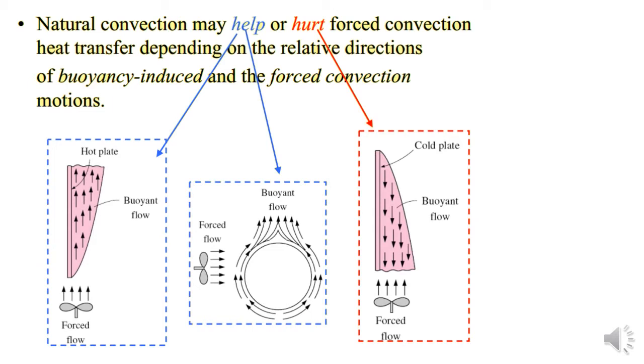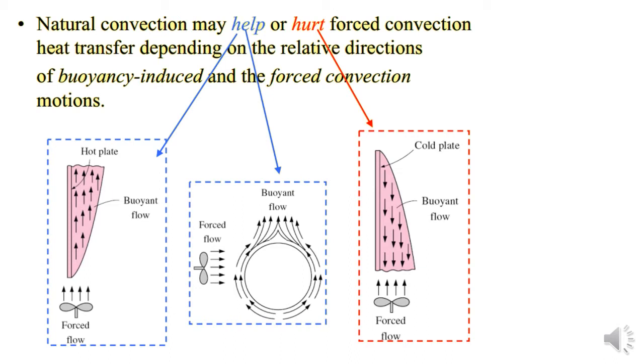Natural convection may help or hurt forced convection heat transfer depending on the relative direction of buoyancy-induced and forced convection motion. As you can see, we have three figures, two with a blue dotted rectangle, which suggests it helped the forced convection, and the last one hurt the forced convection. The first one is the assisting flow, where the forced flow is in the same direction as the natural convection current. So the buoyancy motion is in the same direction as the forced motion, and the natural convection assists forced convection and enhances the heat transfer.